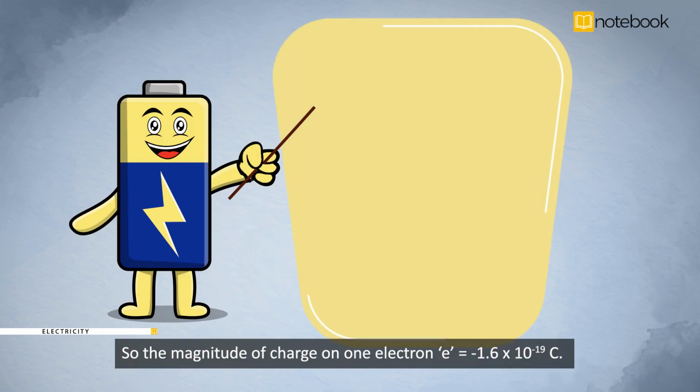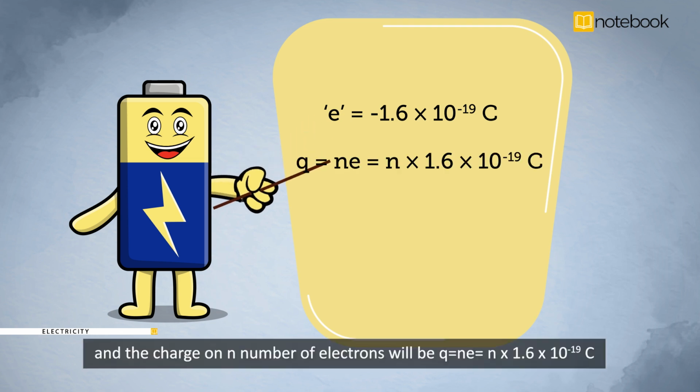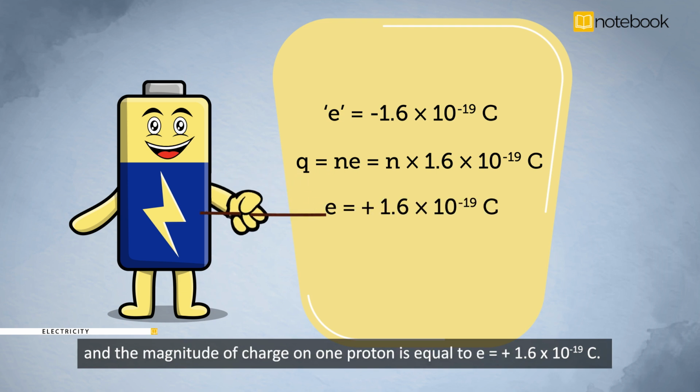So, the magnitude of charge on one electron e is equal to minus 1.6 into 10 to the power minus 19 Coulomb, and the charge on n number of electrons will be Q = ne = n into 1.6 into 10 to the power minus 19 Coulomb, and the magnitude of charge on one proton is equal to e = plus 1.6 into 10 to the power minus 19 Coulomb.